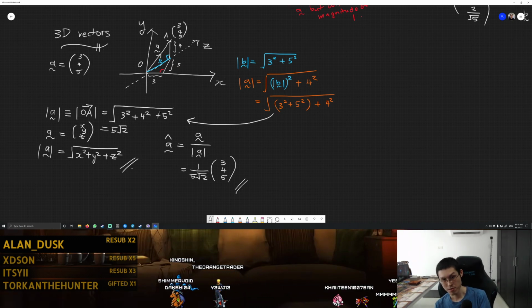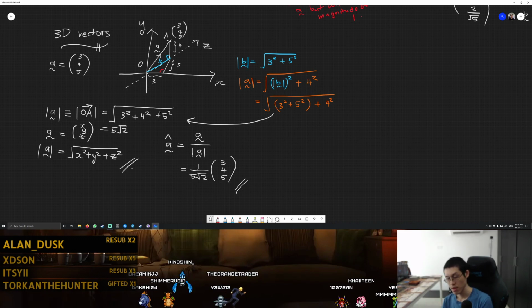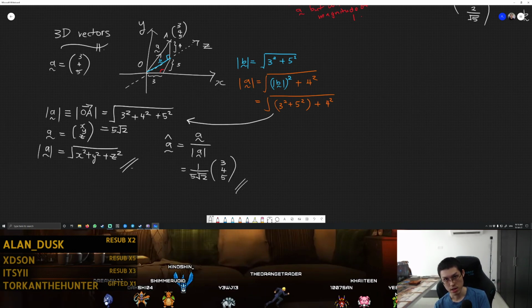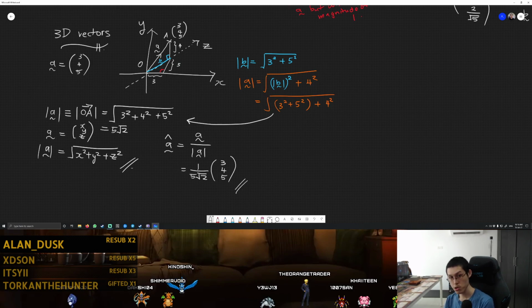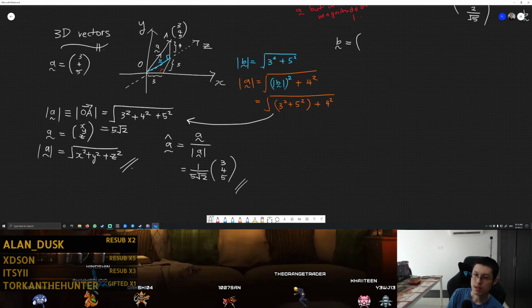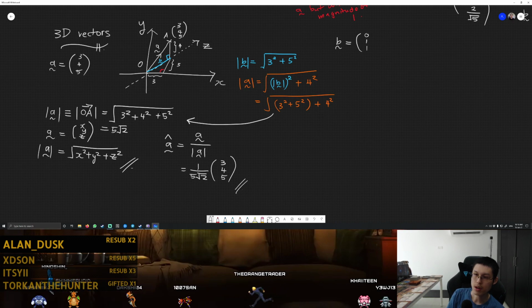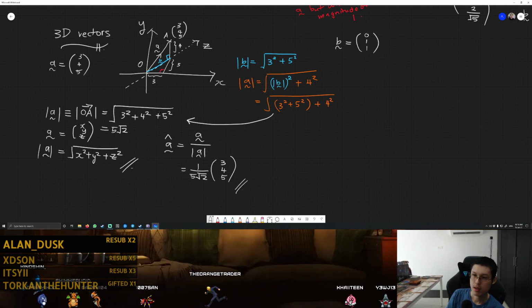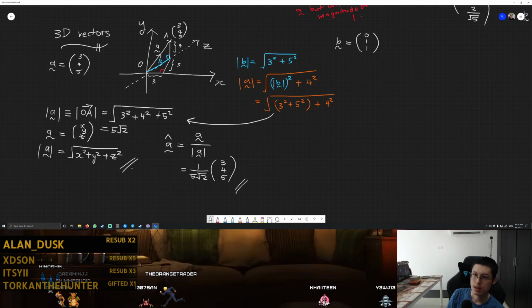Right. What else is there? Yes, the dot product of two three-dimensional vectors. So let's say we have another vector, we call it B. Let's say this vector B is 0, 1, 1, just to make things easier. So what is the angle between A and B?